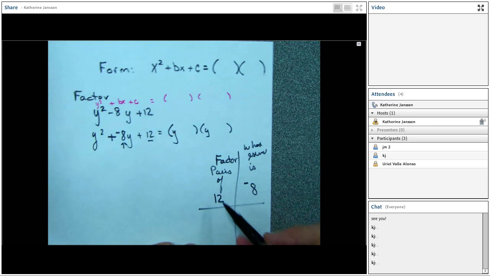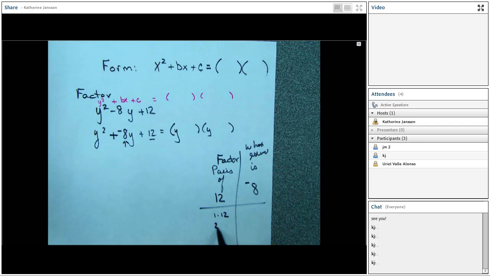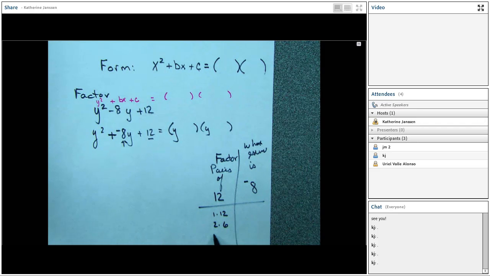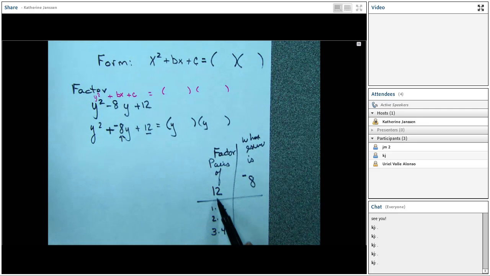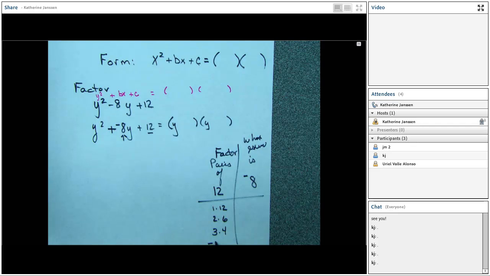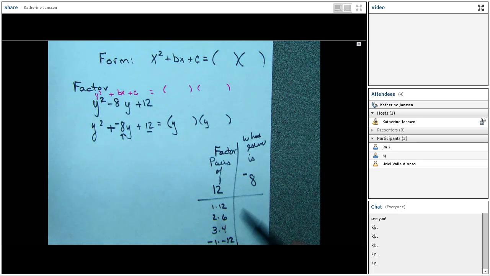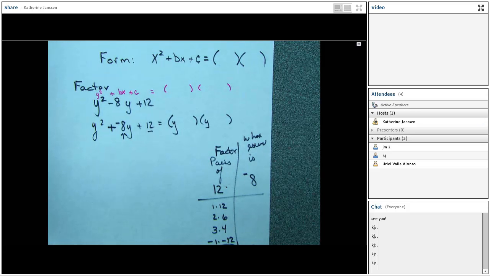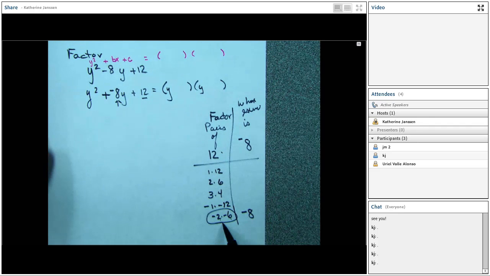Well, factor pairs of 12, we have 1 times 12, 2 times 6, 3 times 4, okay. We have a negative 1 times a negative 12, of course. A negative 2 times a negative 6. A negative 2 times a negative 6 would be positive 12. And when I add my factors, a negative 2 plus negative 6 is negative 8. So I have my factor pairs. I simply fill them in.